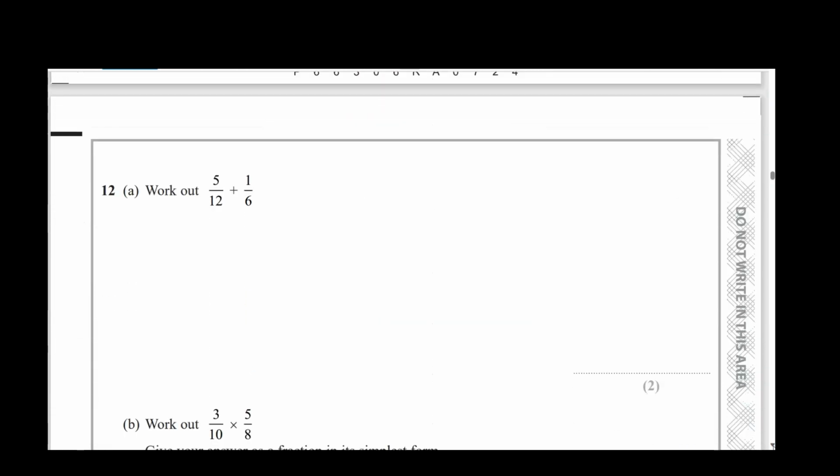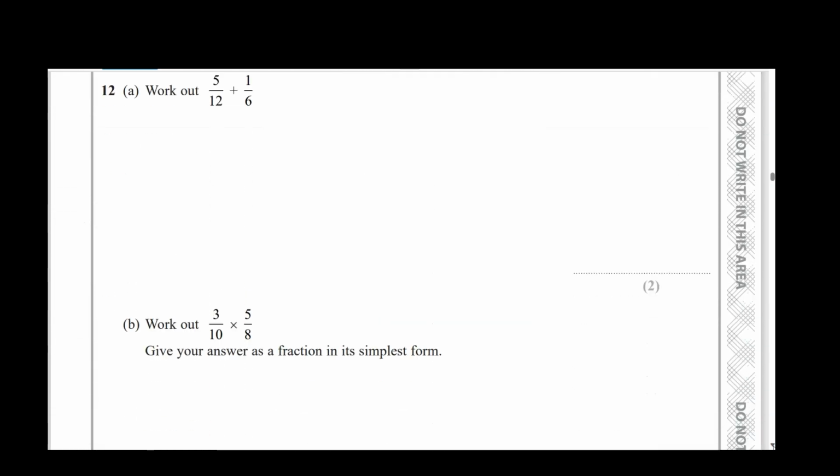Question 12, we've got a fraction question, which we always get. So they want us to work out these two fractions added together. The first thing you have to do if you're adding is make sure the denominators are the same. That's the bottom numbers have to be the same.